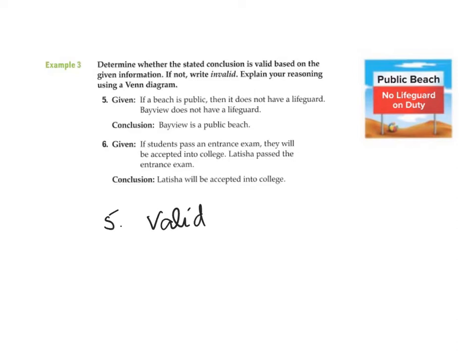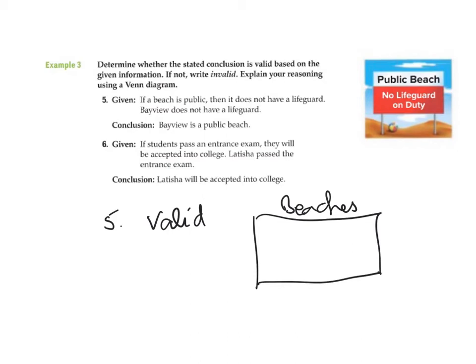Okay, so now let's draw your diagram, and it's not too different to the Coco one. So here's beaches. Okay, and then inside you've got public and you've got lifeguard. Okay, I'm going to just abbreviate it. Right, so where does it go? Well, obviously, if we look at what we've got, we know that Bayview is a beach, so we really need a point in there. But because it does not have a lifeguard, it's also a public beach, so it goes in there as well.